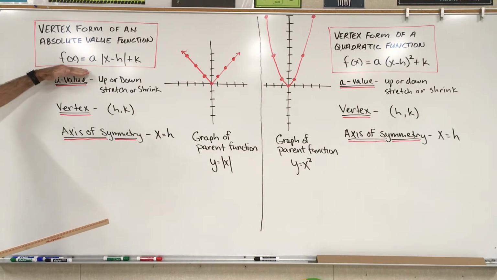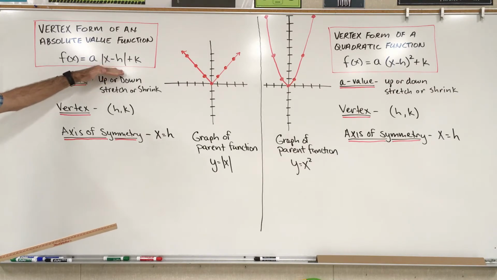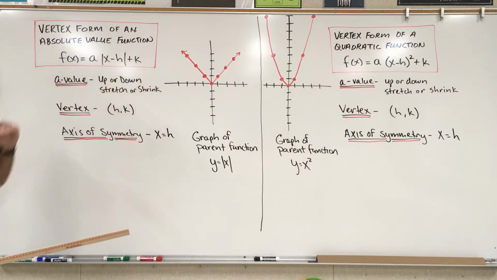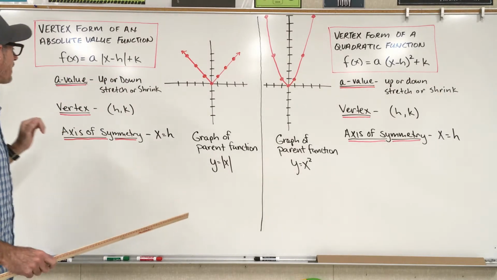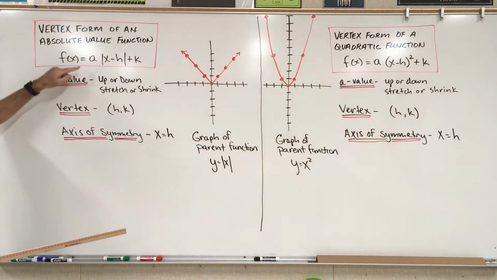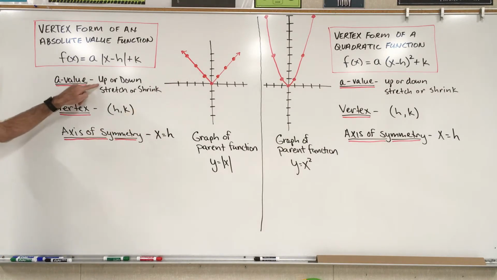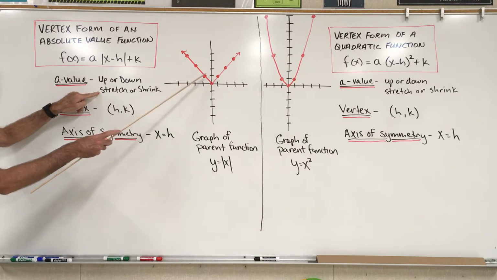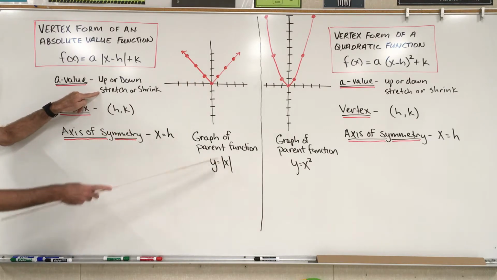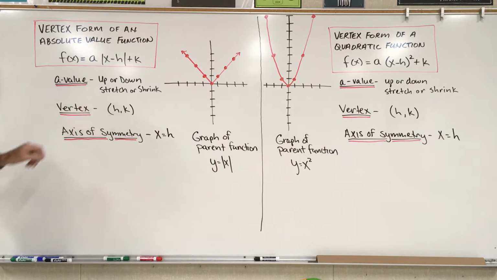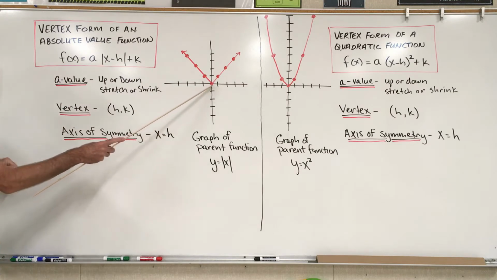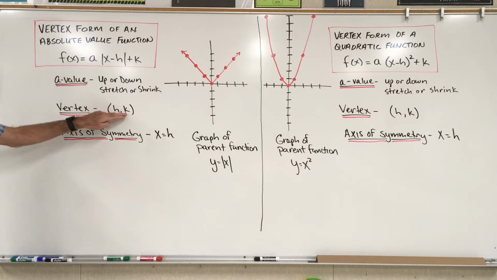In that first section, we learned about vertex form of an absolute value function. There was an equation that looks like this: f of x equals a times the absolute value of x minus h plus k. The a value would tell you whether the v-shaped graph would open up or down, and whether it would have a vertical stretch or shrink in comparison to the parent function. We also learned that the vertex of the v-shaped graph was h comma k.